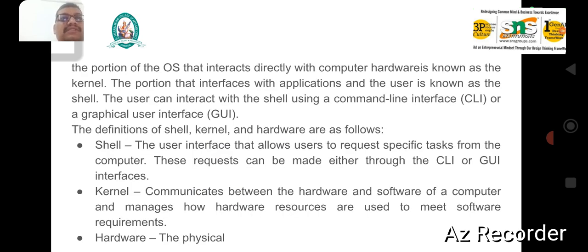The portion of the OS that interacts directly with the computer hardware is known as the kernel. The portion that interfaces with the application and the user is known as the shell. The user can interact with the shell using the command line interface, that is CLI, or GUI, that is graphical user interface. The definitions of shell, kernel and hardware are as follows. Shell: the user interface that allows the user to request specific tasks from the computer. These requests can be made either through CLI or GUI interfaces.